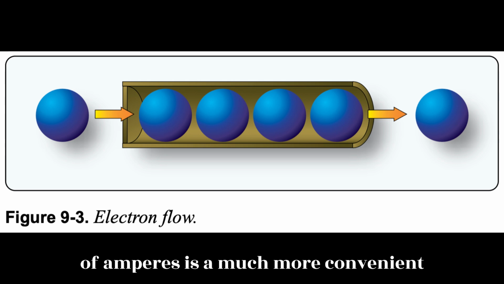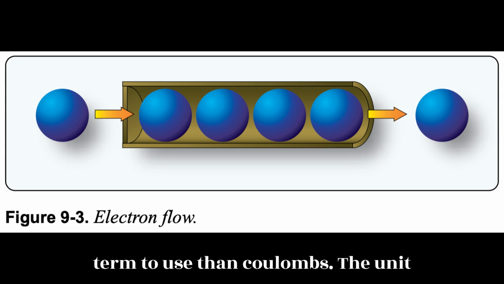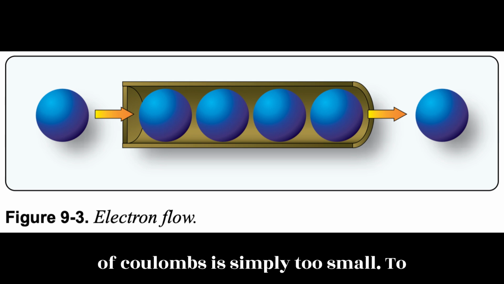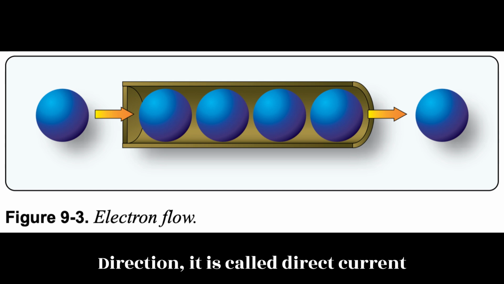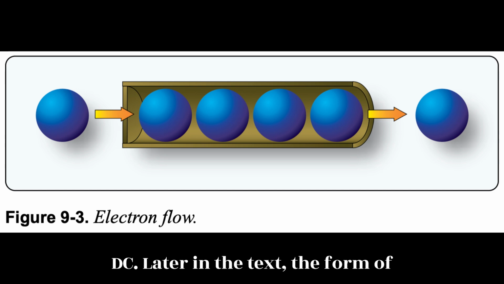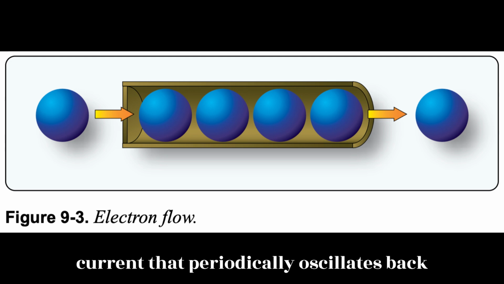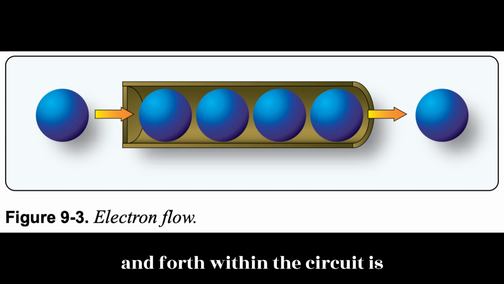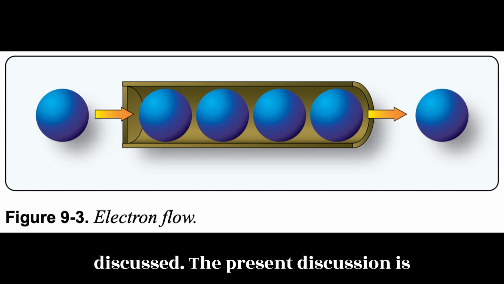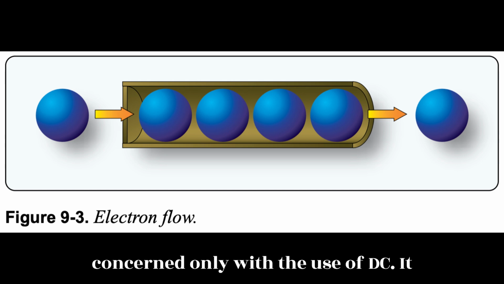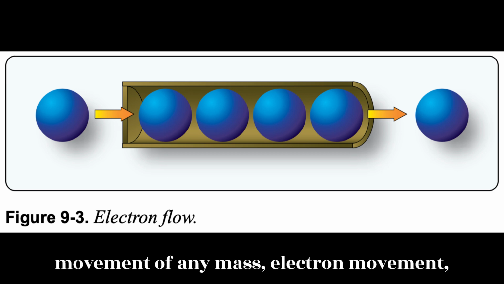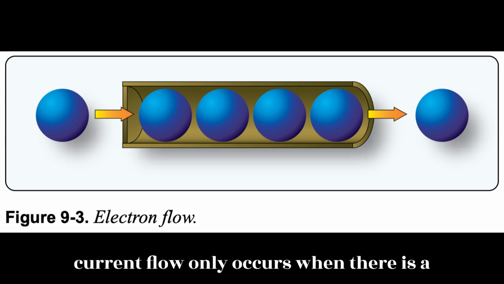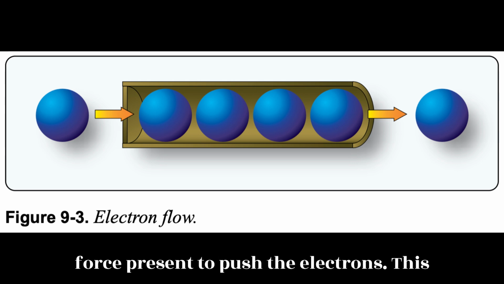Obviously, the unit of amperes is a much more convenient term to use than coulombs. The unit of coulombs is simply too small to be practical. When current flow is in one direction, it is called direct current, DC. Later in the text, the form of current that periodically oscillates back and forth within the circuit is discussed. The present discussion is concerned only with the use of DC. It should be noted that as with the movement of any mass, electron movement, current flow, only occurs when there is a force present to push the electrons.